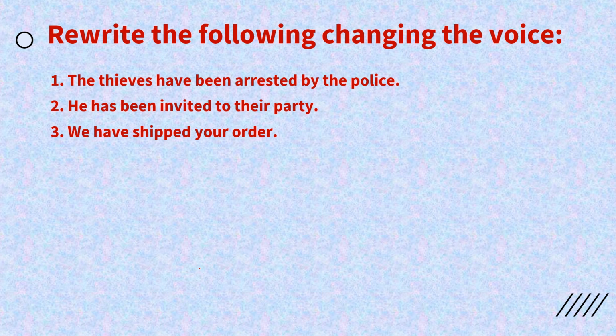He has been invited to their party. Again, has been invited. So when you see the third form of the verb here, okay, you know that it is in passive voice even though by is not there. Since by is not there, there is no agent over here, so you will write they have invited him to their party.